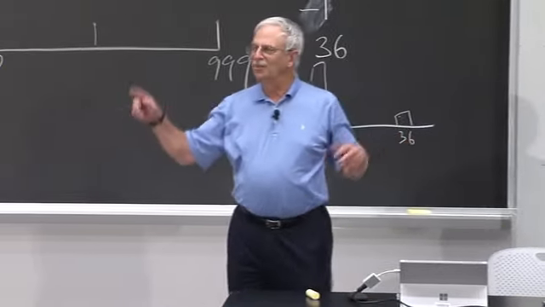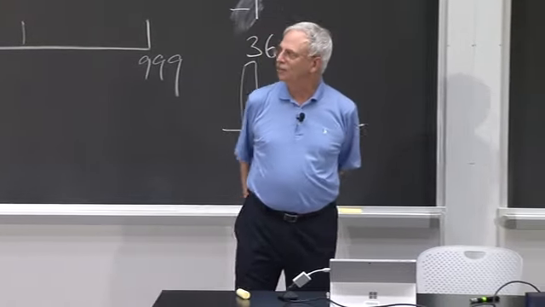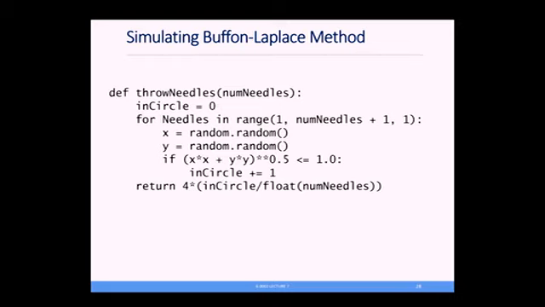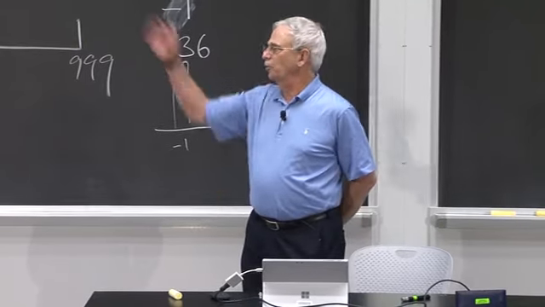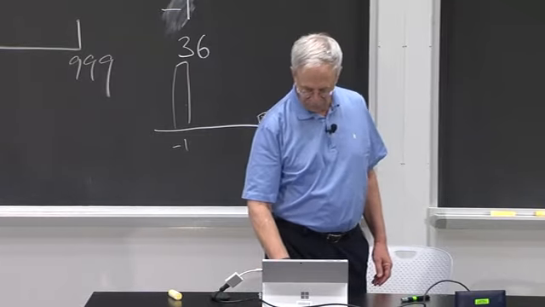Any rate, so here's the simulation. So first we have throwing the needles. For needles in range 1 to number of needles plus 1, we're going to choose a random x, a random y, and we're going to see whether or not it's in the circle, and there we'll use the Pythagorean theorem to tell us that. All right? And we'll just do this, and then we're going to return exactly the formula we saw in the previous slide.